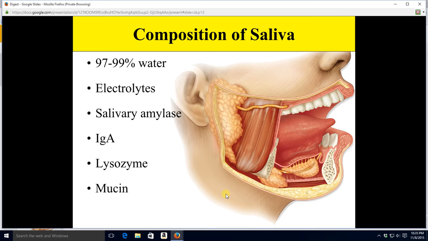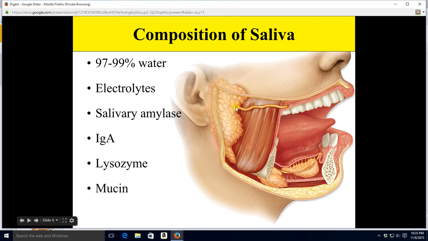Now there's also IgAs in saliva. Remember, IgAs are immunoglobulins, a variety of immunoglobulins. So we've got some immune defense going on here. Plus, saliva has lysozyme, which we've met before. We know it is a bacteria-killing enzyme. And saliva's got mucin, which thickens the saliva, which lets food slide down a little more slippery style.